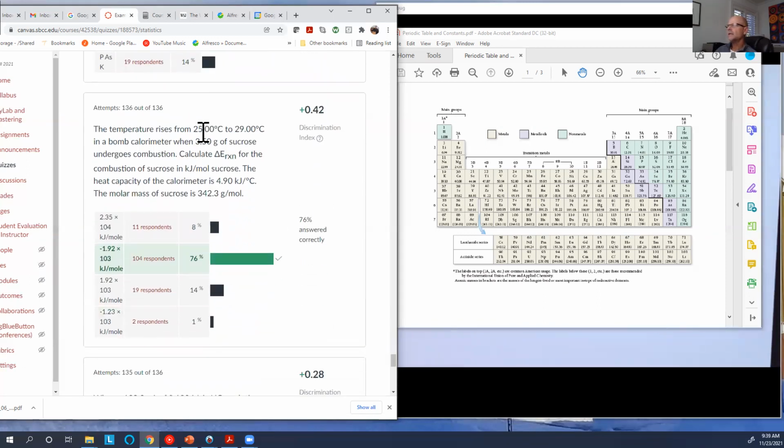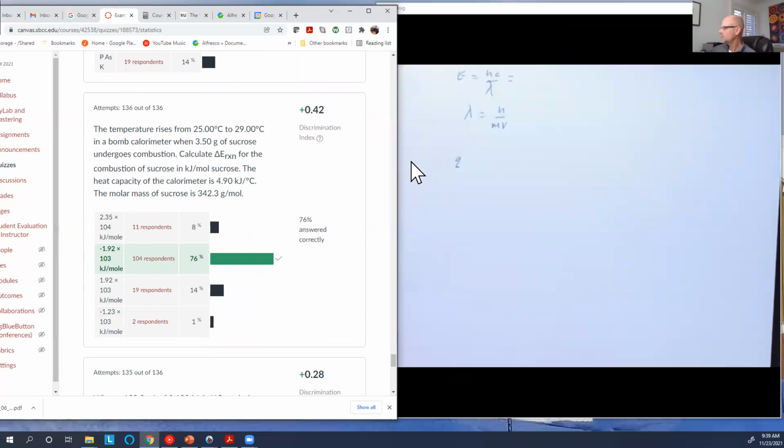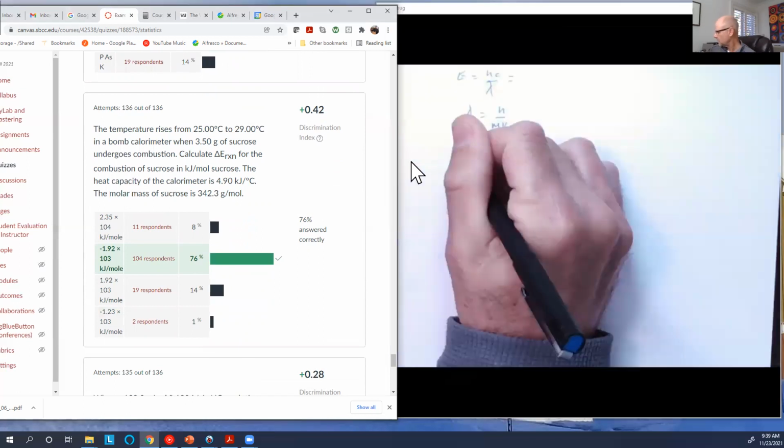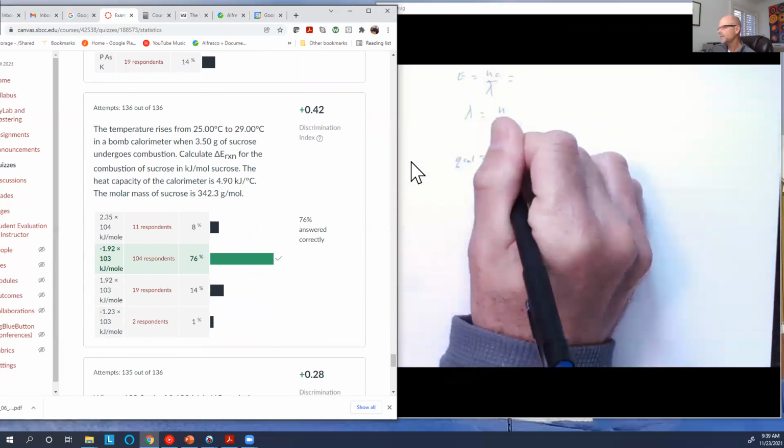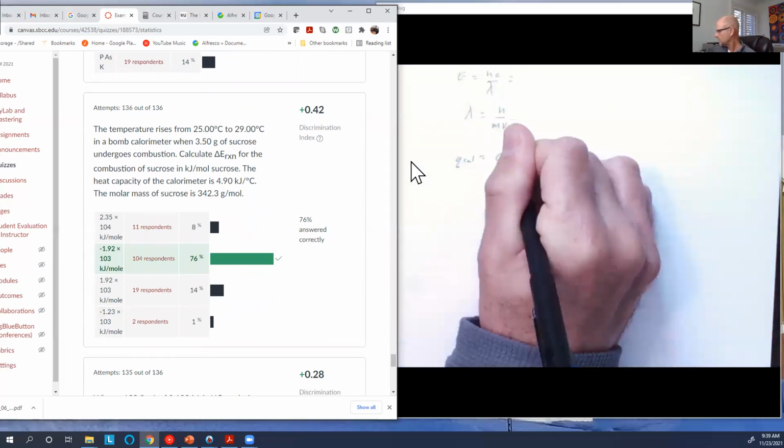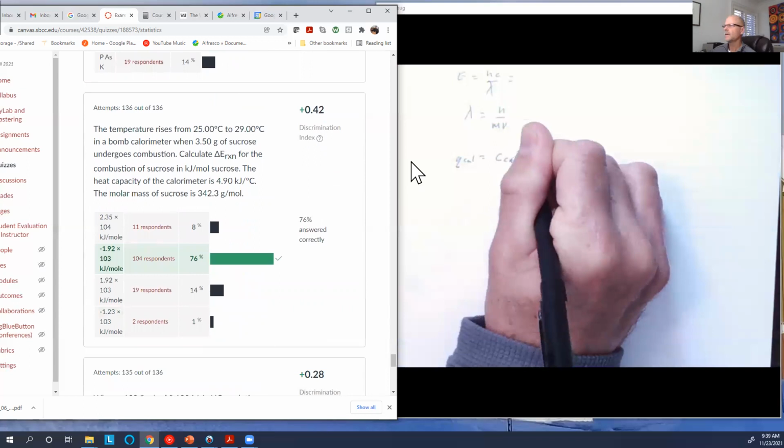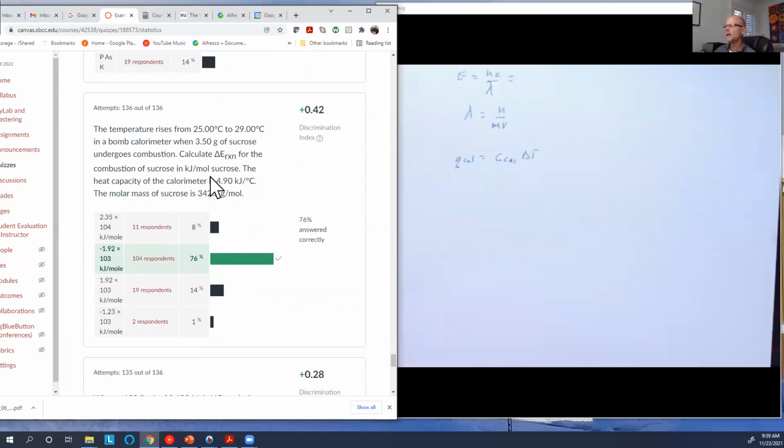Okay, the temperature rises from 25 to 29 degrees in a bomb calorimeter when you have a certain amount of sucrose, and you have to calculate delta E. All right, so 3 steps in this. First, sorry, let me get rid of this periodic table. First, you calculate Q calorimeter, which is equal to C calorimeter times delta T. All right, and you're given C right here. Okay, and you can calculate delta T from that.